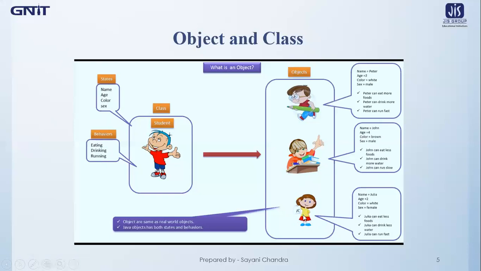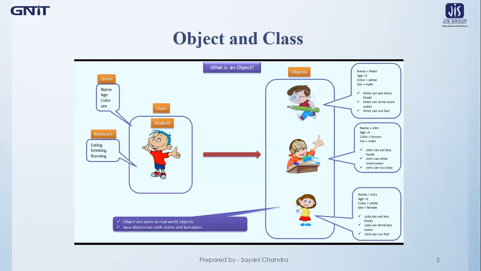Next, let's move on to the next object. Name is Julia, age is 2, color is white, sex is female. So these are the properties or attributes of the class student that are also there in this object. Similarly, Julia can eat less foods, Julia can drink less water, Julia can run fast. That means these are the behaviors that this object also has. So we can say that this is also an object of the student class. So this is a class itself, and all these are objects of the student class.